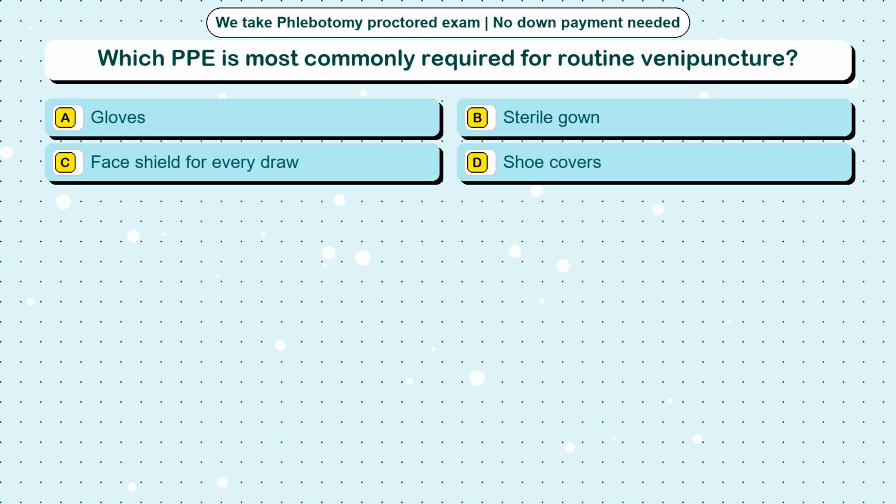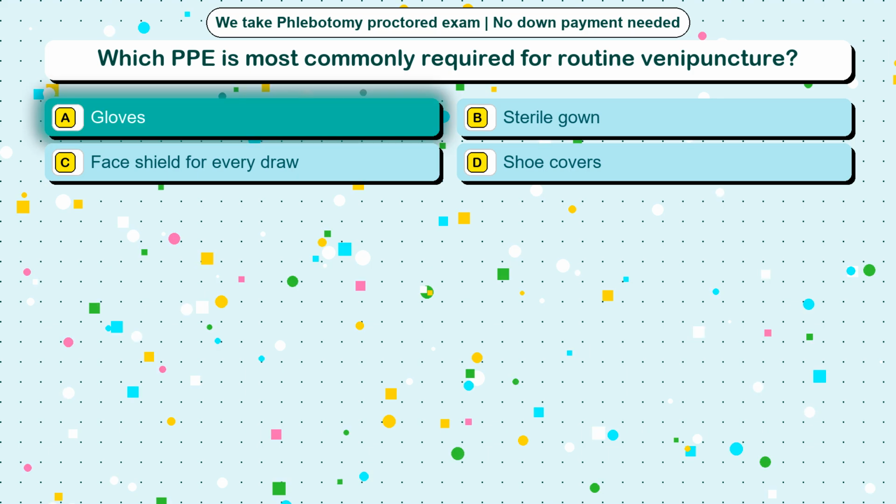Question 20. Which PPE is most commonly required for routine venipuncture? Option A. Gloves. Option B. Sterile gown. Option C. Face shield for every draw. Option D. Shoe covers. The correct answer is option A.